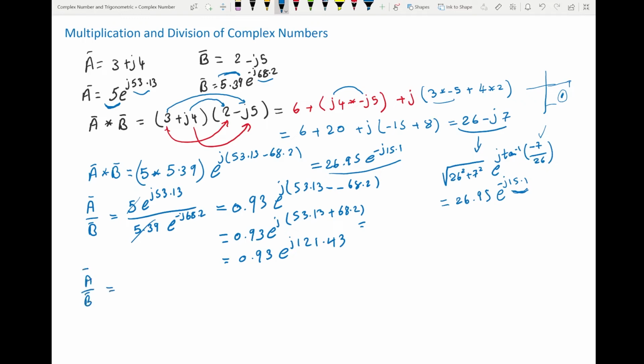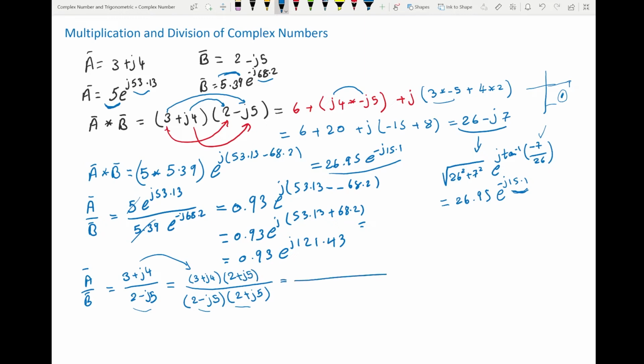So that will be (3 + j4) divided by (2 - j5). And usually to get rid of a complex number in the denominator, we multiply it by its conjugate. So conjugate means you change the sign of the imaginary part. And in the numerator, we will have this number. But since I multiply in the denominator this component, I have to multiply also here, the same component. And then I carry out the multiplication in the denominator.